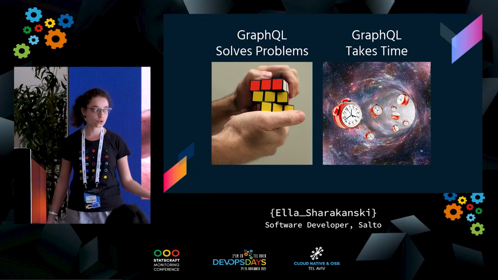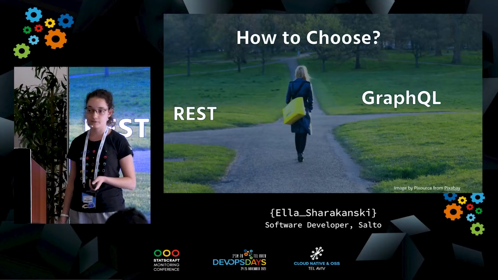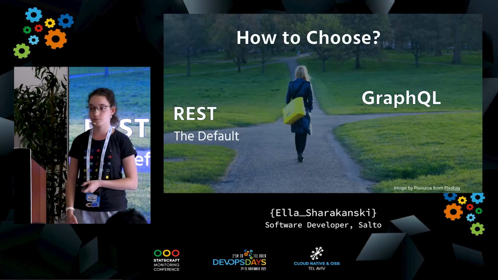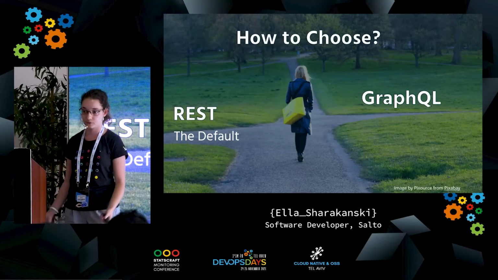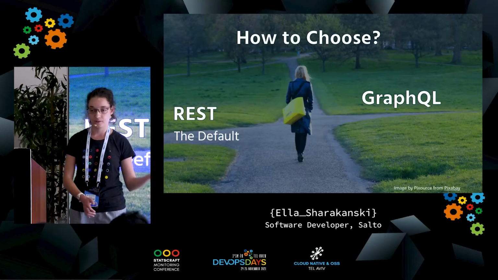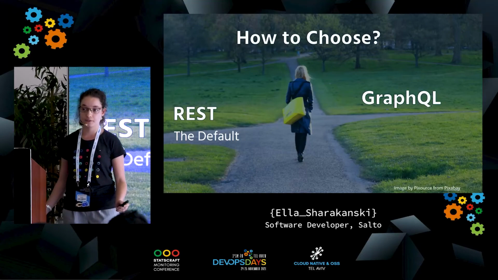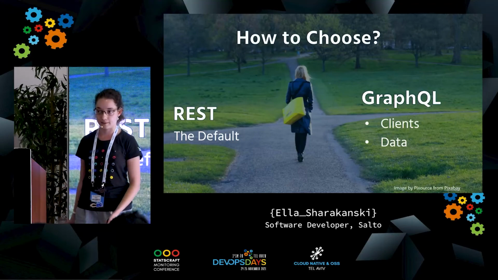So how can you choose between REST and GraphQL? Well, I believe that REST should be the default choice because REST is more mature, it's more popular, and if you don't have a good enough reason to use GraphQL, then I think you should just stick with good old REST. But in some cases, GraphQL is the better choice, and I think it mainly depends on two factors, your clients and your data.